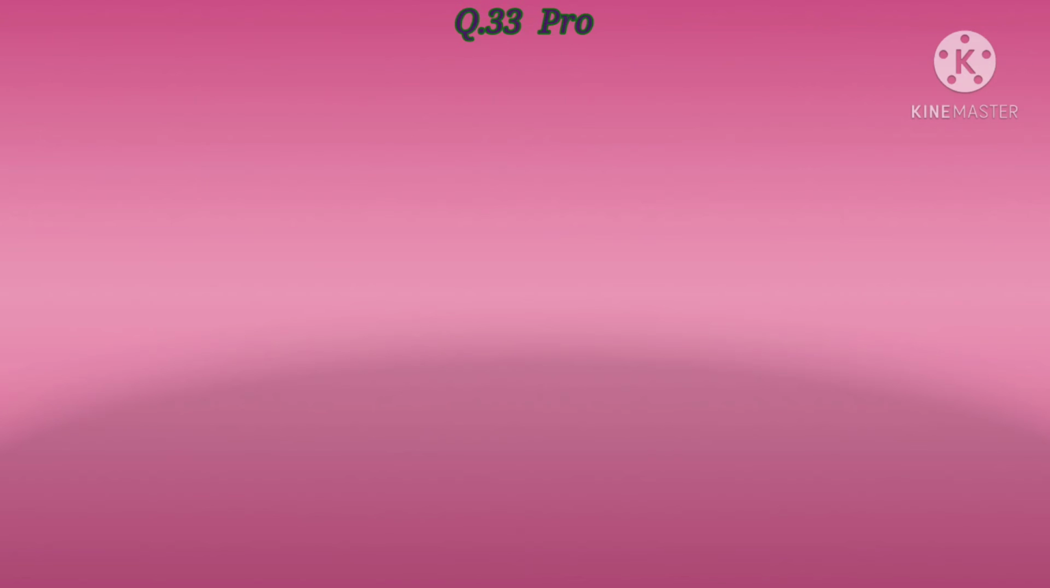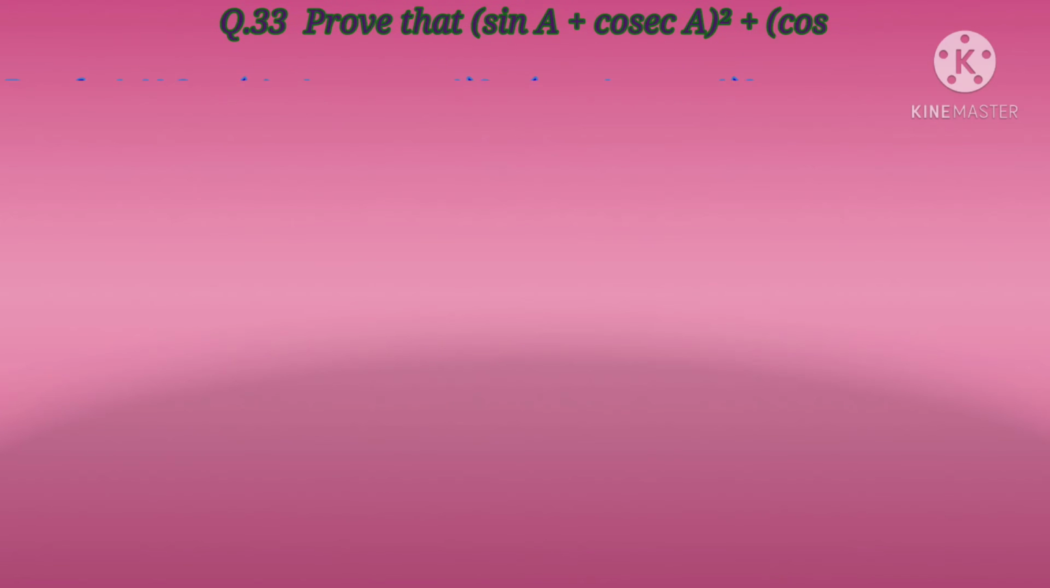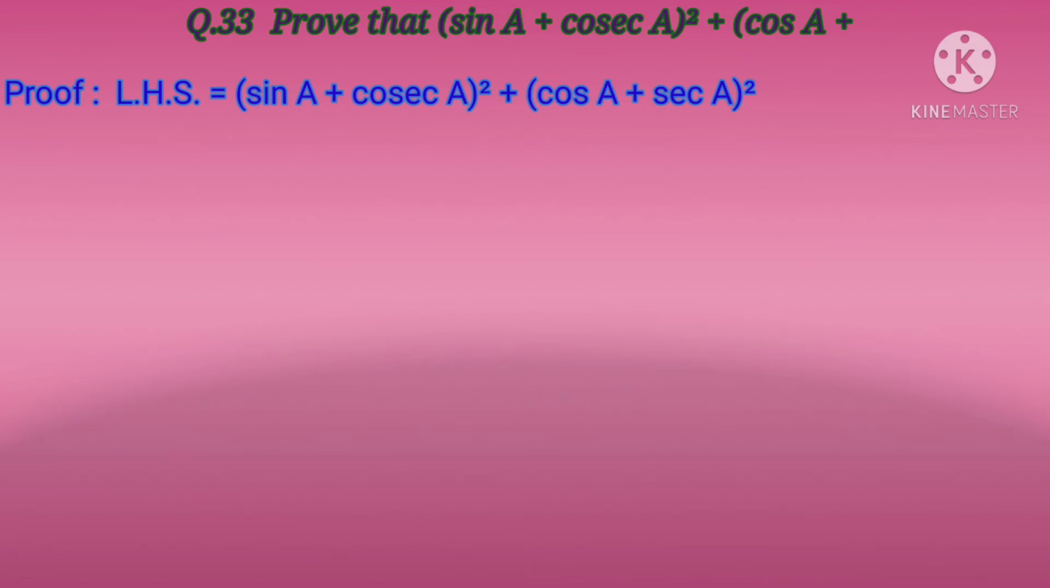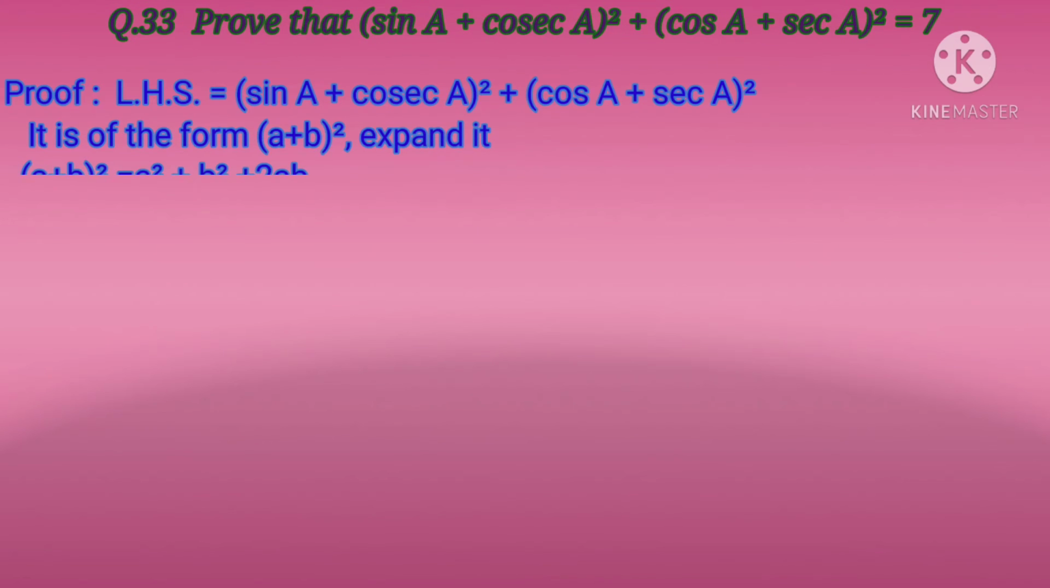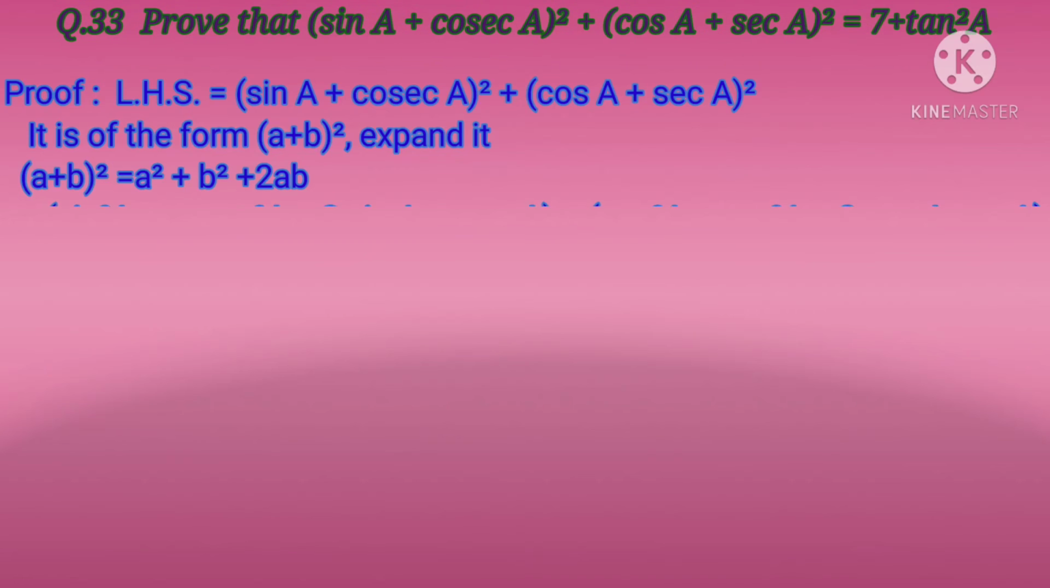So the question is, prove that (sin A plus cosecant A) whole square plus (cos A plus secant A) whole square is equal to 7 plus tan square A plus cot square A. So let's start the proof. We will take its left hand side. Left hand side is given in the form of whole square. It is of the form (A plus B) whole square. So here also A is sin and B is cosecant.